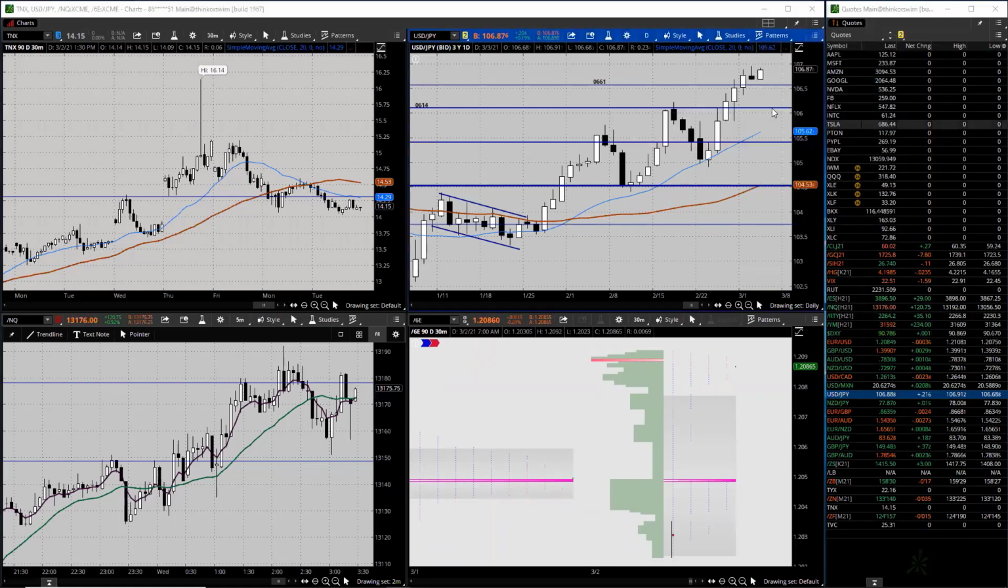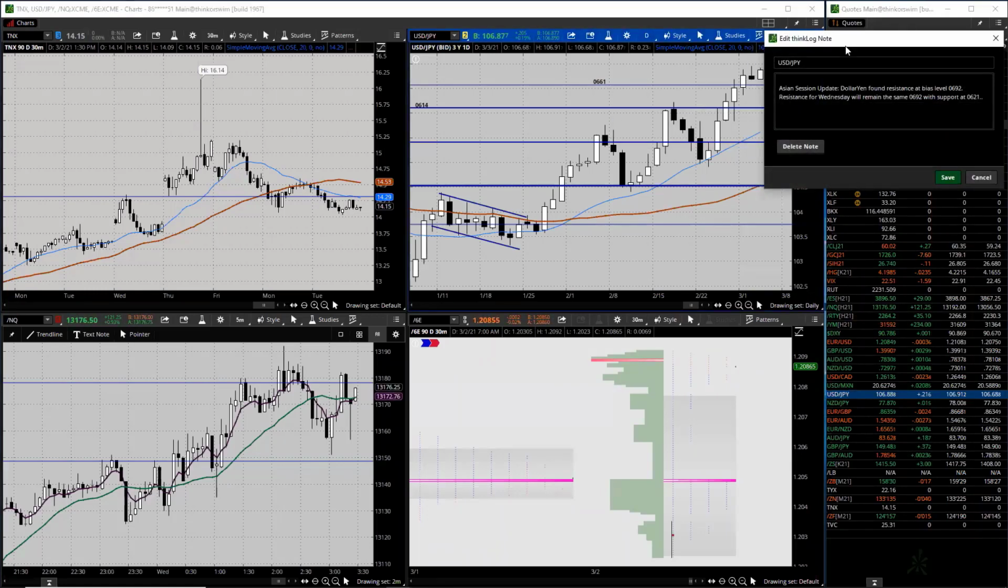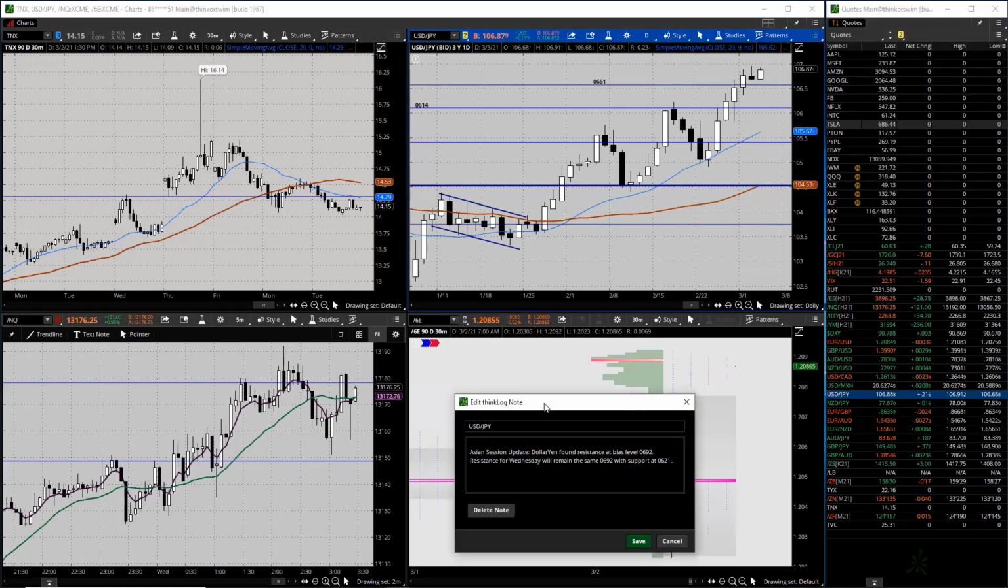Still holding up really well. Dalian found resistance at the bias resistance level of 692. The high for yesterday was 693 at the time. Resistance on Wednesday will remain the same at 692 with support at 621.